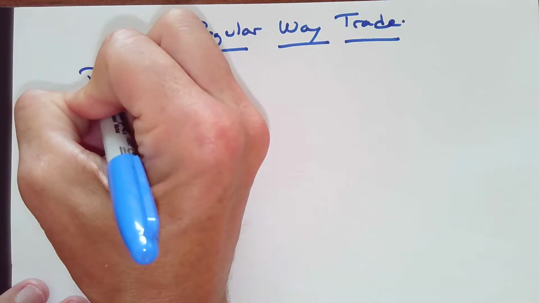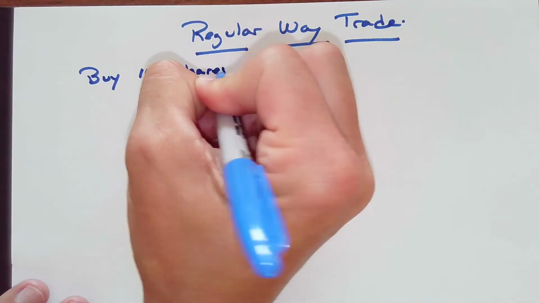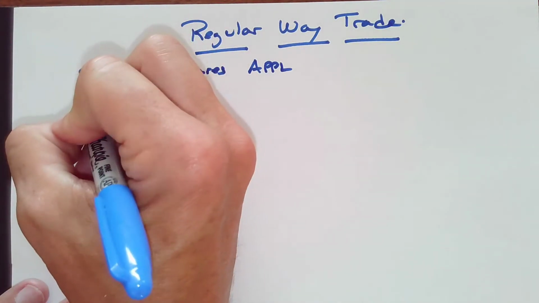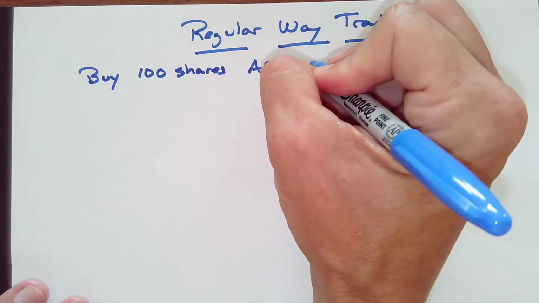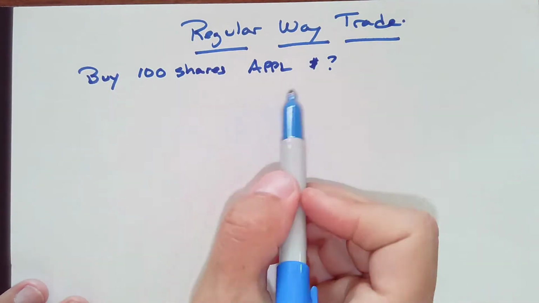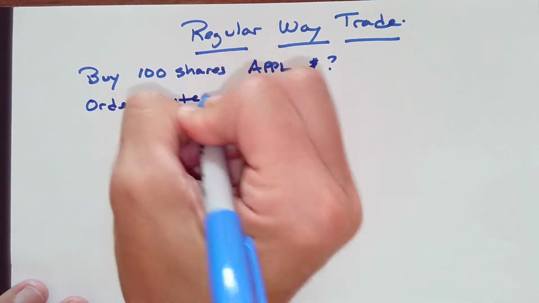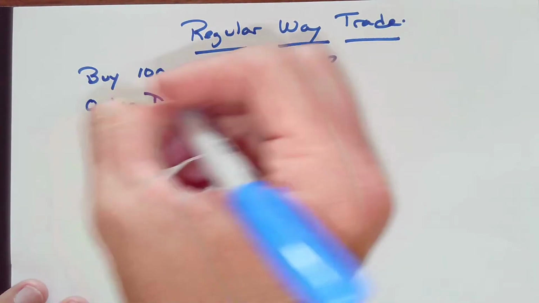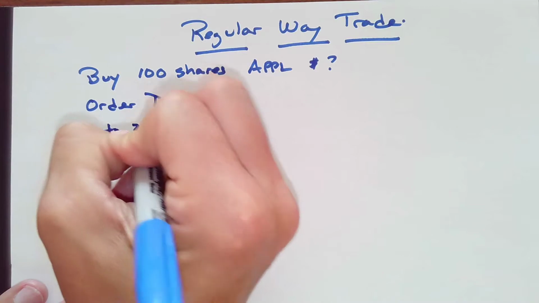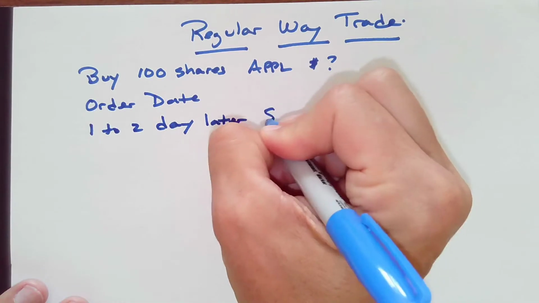say I'm going to buy 100 shares of APPL. For whatever the price, don't care what the price is, right? On the day that I put in the order, I've got order date. And then a couple of days later, maybe 1 to 2 days later, I'll have settlement date.